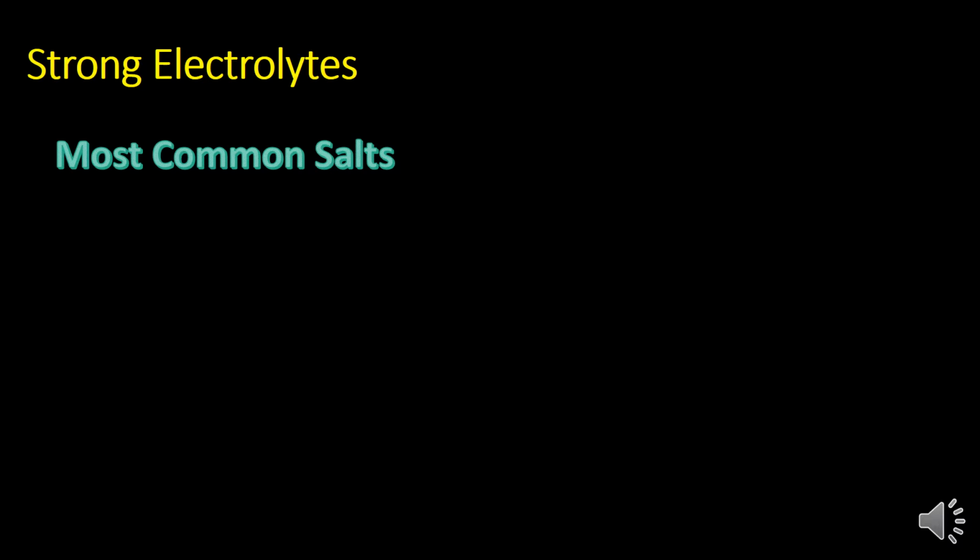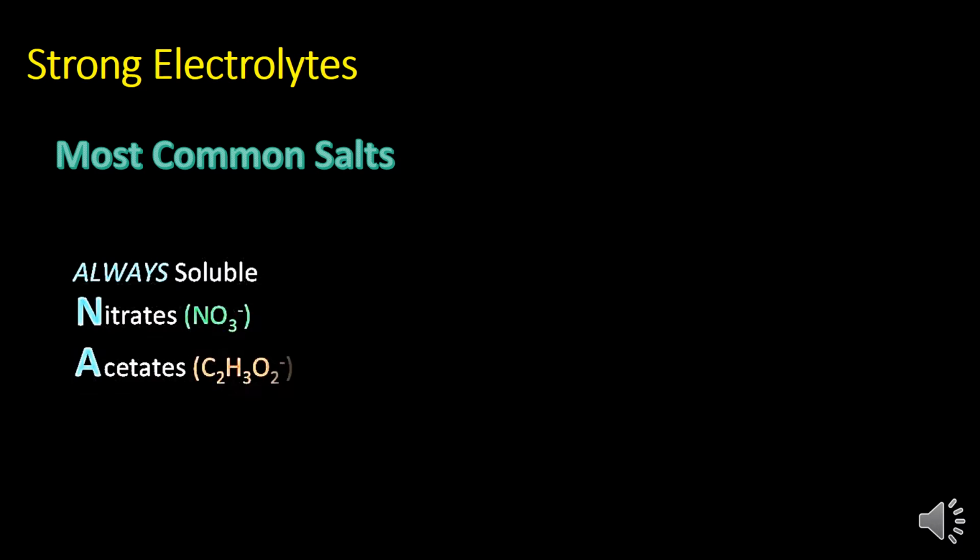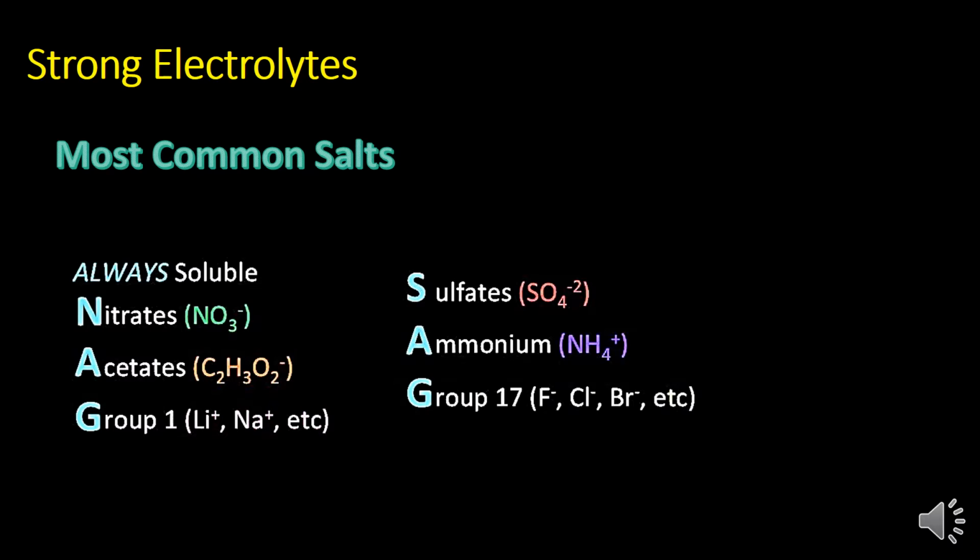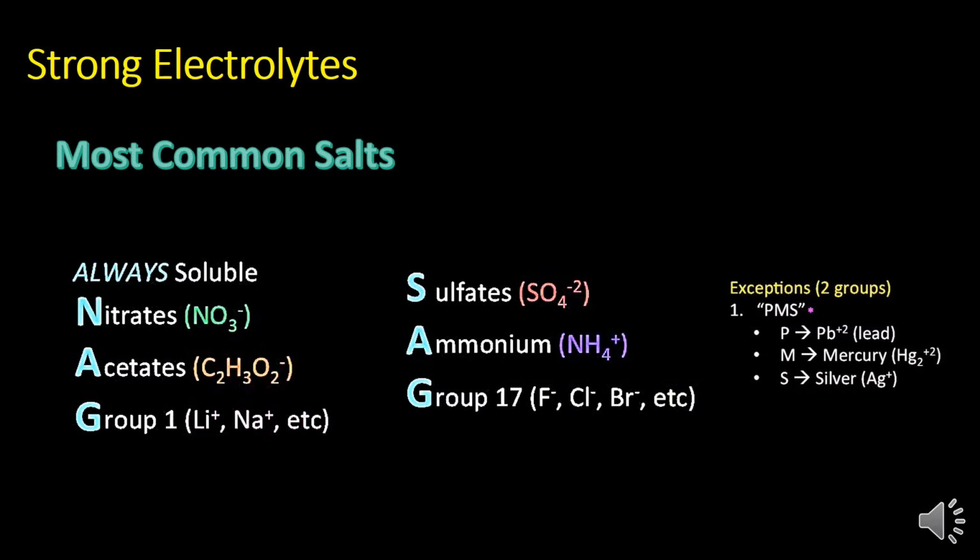Yes, this is the chapter with the solubility rules. Here's a neat way to help you remember the solubility rules. Nitrates, acetates, and group 1 are always soluble, so NAG. Sulfates, ammonium, and group 17 are always soluble, SAG. Our exceptions are PMS, when they're hooked with lead, mercury, or silver.